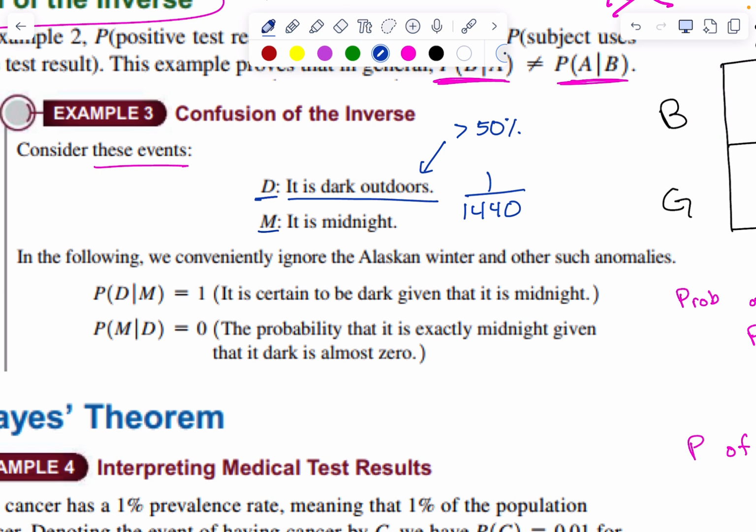All right, now, this one is saying the probability that it is dark given that it is midnight, okay? And it says we are ignoring the Alaskan winter. Do you know what Alaskan winters look like?